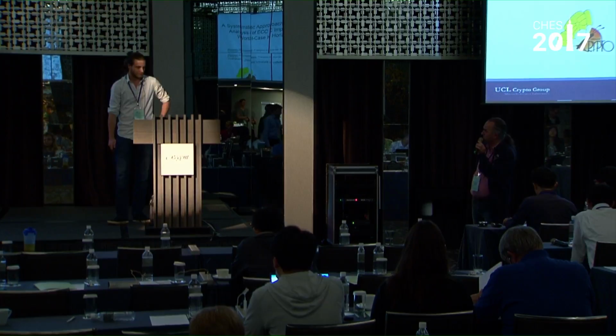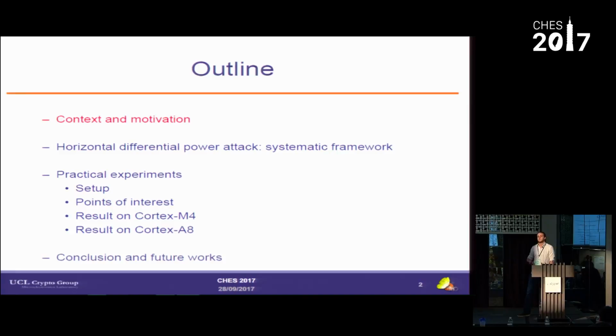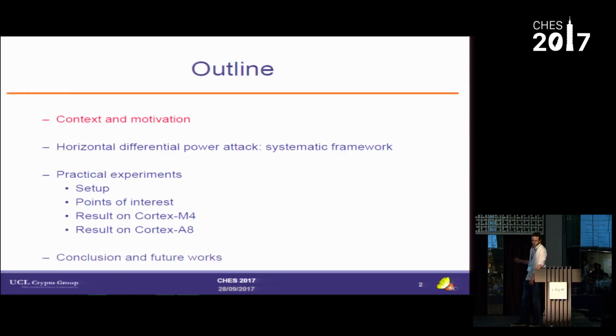Thanks for the introduction. So I'm Romain Poussier, and I will talk about horizontal side channel attack on elliptic curves, and more specifically about worst-case horizontal attack. Quick look on the outline. I will first give the context and the motivation for this work. Then I will present our framework for the horizontal DPA, and then I will go into the practical experiment. I will present the setup. I will show how we do the point of interest selection, and I will present the result on our two targets. And I will finish by the conclusion and the future works.